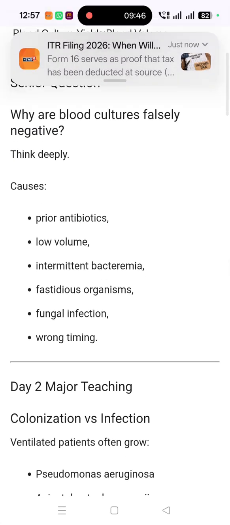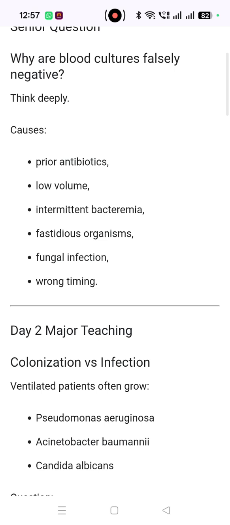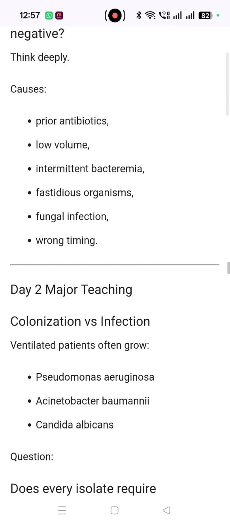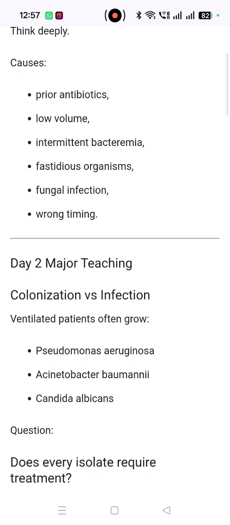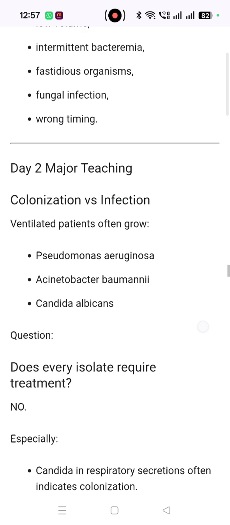Then what questions can be asked? Why are blood cultures falsely negative? Think deeply. For this reason we know: if prior antibiotics have been given to that person, if a low volume of blood was taken, if there is intermittent bacteremia and you have not taken blood at different times, then fastidious organisms will not grow. If fungal infection is there and you have not gone for fungal culture, no growth will be there. And if the timing is wrong. These are the important points which you should remember.